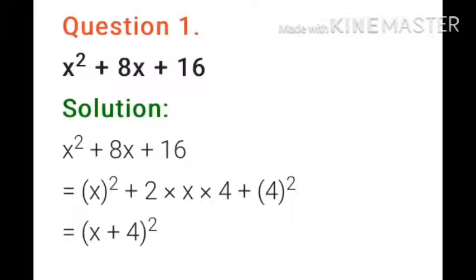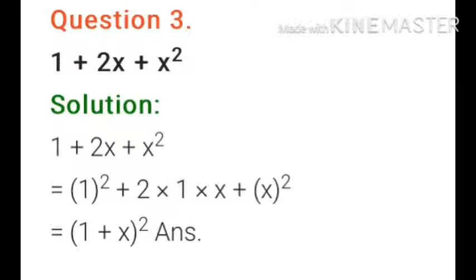x square plus 8x plus 16. You see there are two squaring numbers. One is x square and second is 16. So we have to write like this: x square plus 2 multiplied by x multiplied by 4 plus 4 square, that is equal to a plus b whole square, means x plus 4 whole square, and we have to write twice x plus 4 times x plus 4.